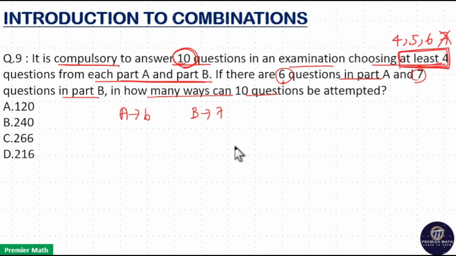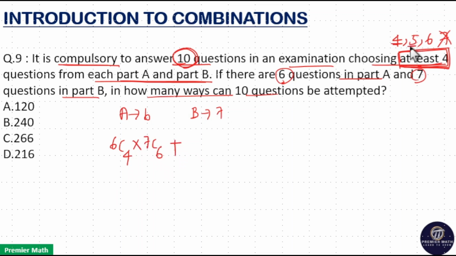7 is not possible here, because if you choose 7 from part B, you should choose 4 from part A, because choosing at least 4 is mandatory. So 7 plus 4 is 11, which is not necessary. We only have to attend 10 questions. So if you are choosing 4 questions from part A, this can be done in 6C4 ways. Part A contains 6 questions. Now 4 questions completed. The remaining 6 questions you should attend from part B in 7C6 ways.